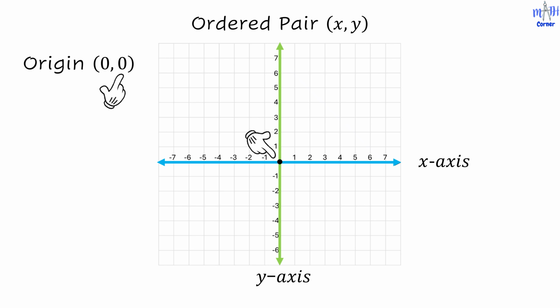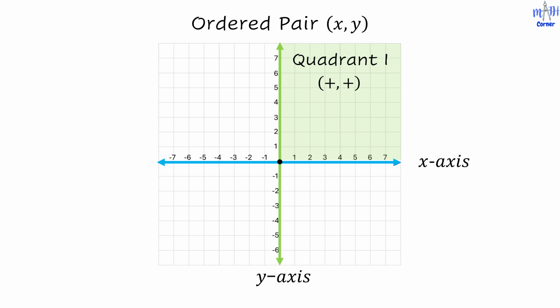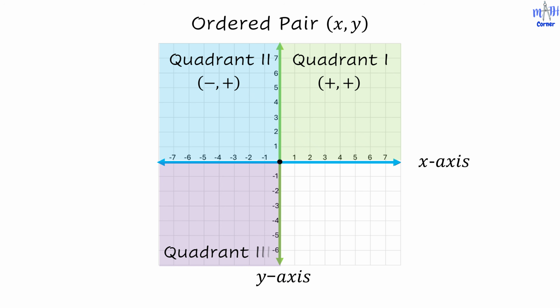The plane is also divided into four regions called quadrants. Quadrant 1, both values are positive. Quadrant 2, x is negative, y is positive. Quadrant 3, both are negative. Quadrant 4, x is positive, y is negative.